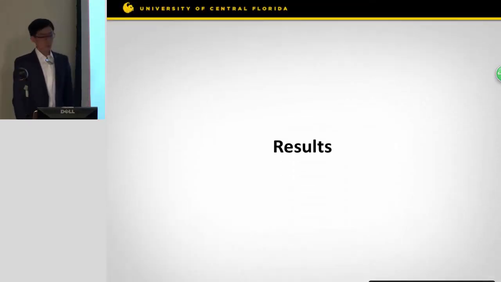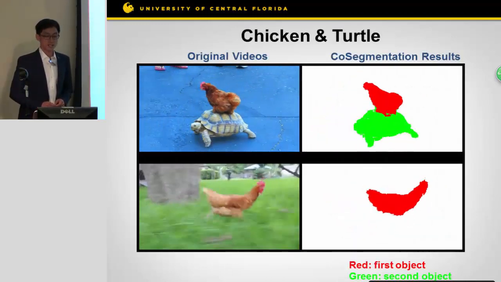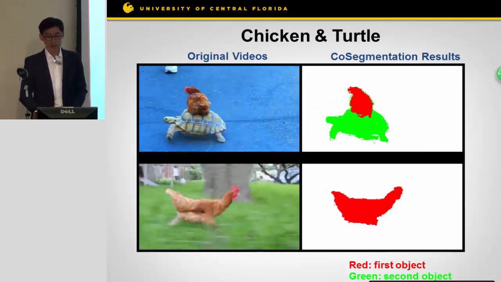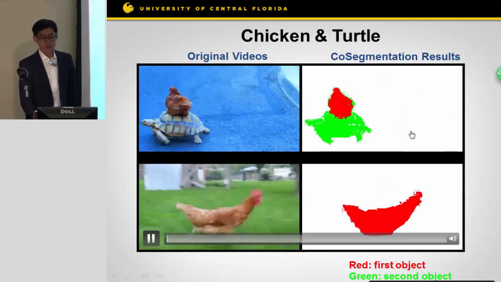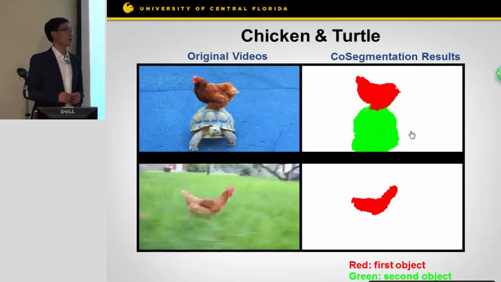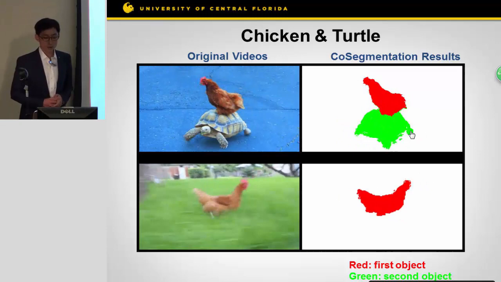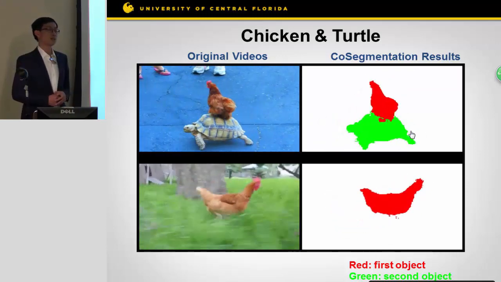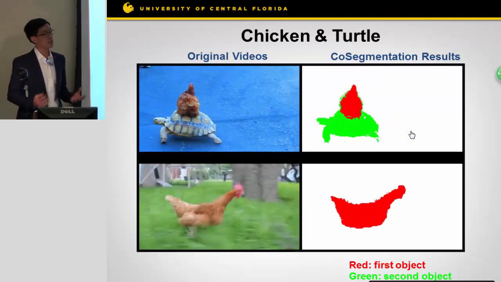Let me show you some results here also from the MOViCS dataset. This is the chicken and the turtle video sequence. I'm showing the original videos on the left side, and on the right side I'm showing the co-segmentation results. I'm using red to represent the chicken, and green for the turtle. So you can see we not only can segment the objects from the background very accurately, but also we can get the labels correctly.